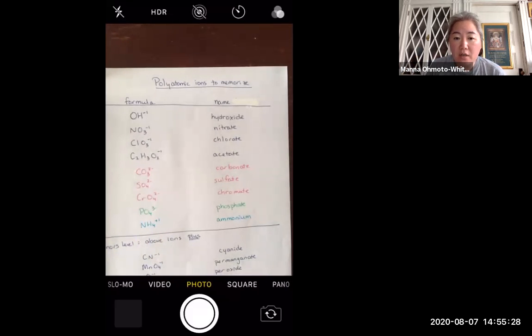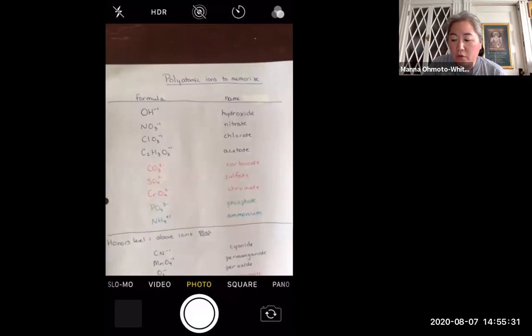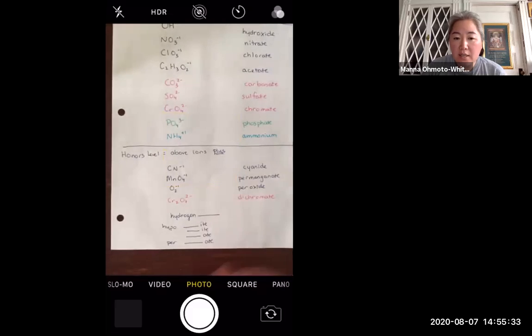Now, if you're in honors, you have to know all of those plus these ones. The cyanide ion, that's CN with a -1 charge. The permanganate ion, which is MnO4 with a -1 charge. The peroxide ion, which is O2 with a -1 charge. And the dichromate ion, which is Cr2O7 with a -2 charge. And I lied, the peroxide has a -2 charge.